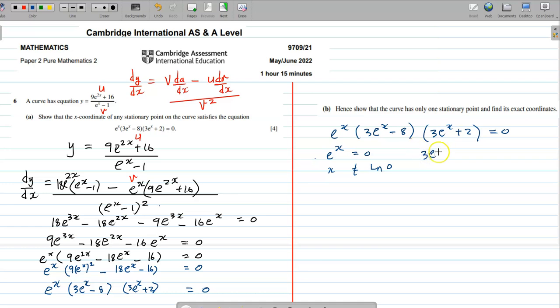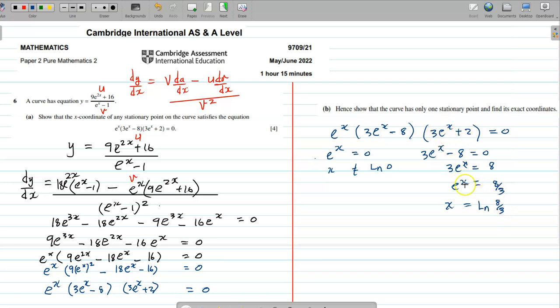3 e to the x minus 8, and that equals 0. Now we can solve for x here because it's positive. So e to the x there would equal 8 over 3. So to get x, we take logs both sides, so it means that x would equal ln 8 over 3.